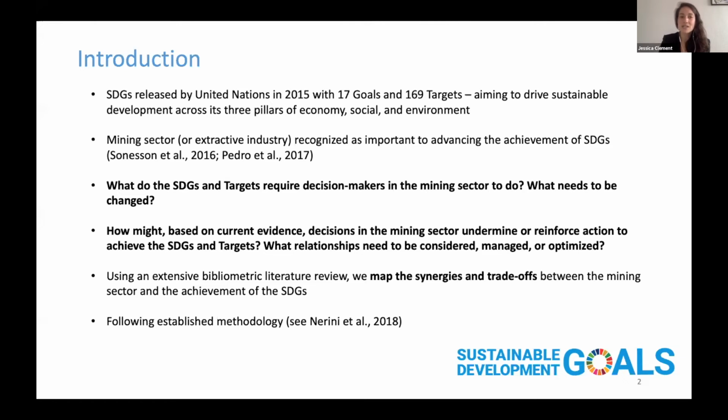However, there are still questions about what areas to prioritize. And so in this paper, we ask, what do the SDGs and targets require decision makers in the mining sector to do? What needs to be changed? And how might, based on current evidence, decisions in the mining sector undermine or reinforce action to achieve the SDGs and targets? Or what relationships must be considered, managed, or optimized? And in order to answer these questions, we conducted an extensive bibliometric literature review where we mapped the synergies and trade-offs between the mining sector and the SDGs.